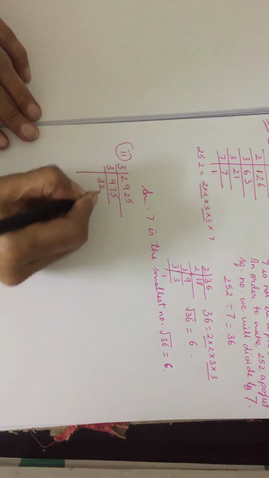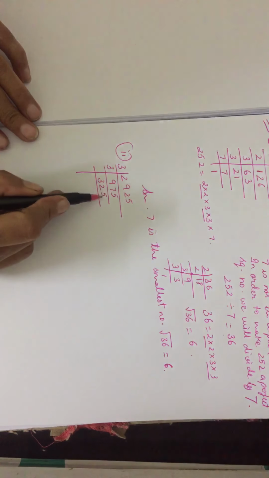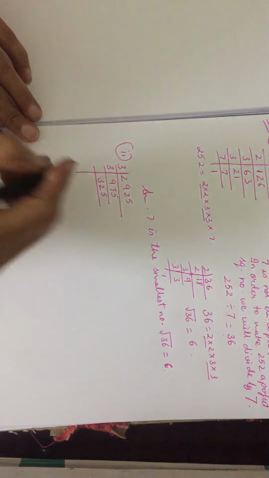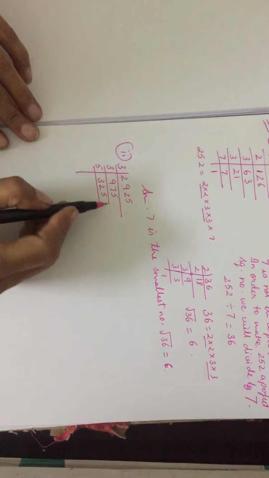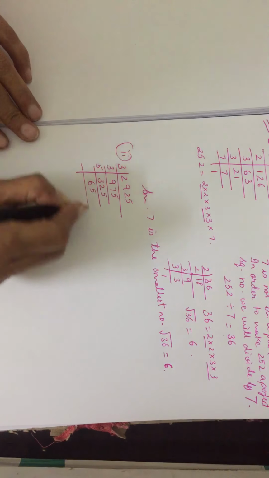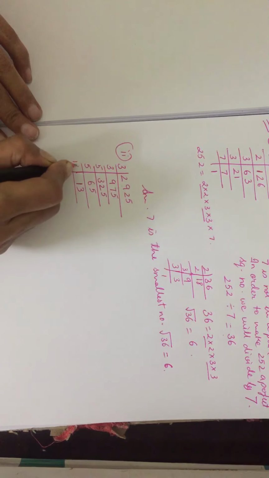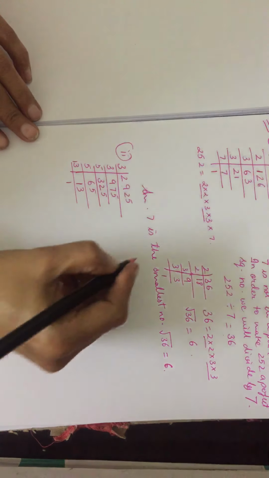3 threes are 9, 3 twos are 6, and 3 fives are 15. Now 5 plus 5, 10. So it can't be divided by 3. We will start dividing by 5 because one's place is 5. 5 sixes are 30, 5 fives are 25. Again divide by 5. 5 ones are 5, 5 threes are 15. Now 13 is a prime number, so 13 ones are 13.